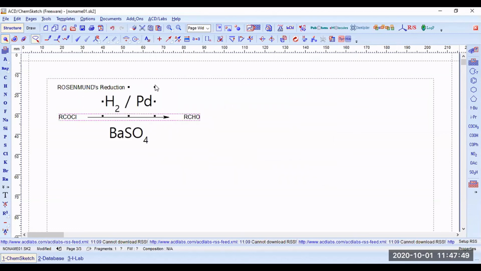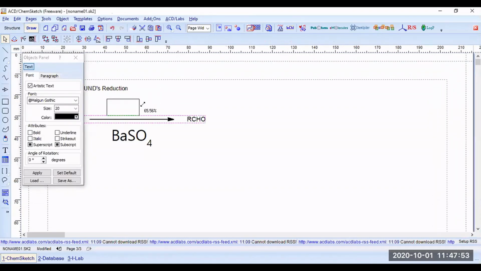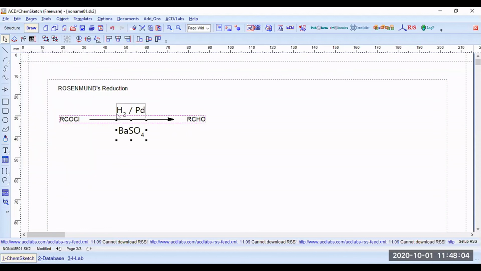H2, Pd, BaSO4. What happens? Acid halides are becoming aldehydes. This is the Rosenmund reaction. Even for benzoyl chloride, the same reagent can be used. Instead of R, you can write CH3, or instead of R, you can write Ar also.